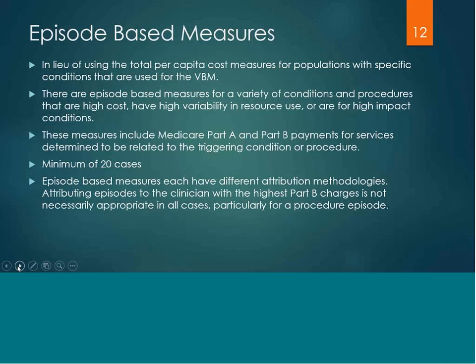In lieu of using the total per capita cost measures for populations with specific conditions that are used for the VBM, MIPS is using the episode-based measures. There are episode-based measures for a variety of conditions and procedures that are high cost, have high variability in resources used, or are for high impact conditions. These measures include Medicare Part A and Part B payments for services determined to be related to the triggering condition or procedure. You do need a minimum of 20 cases in order to be scored on these episode measures.